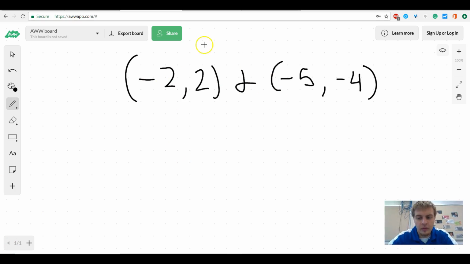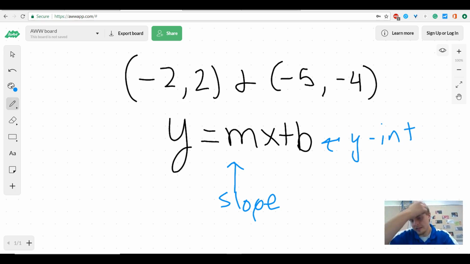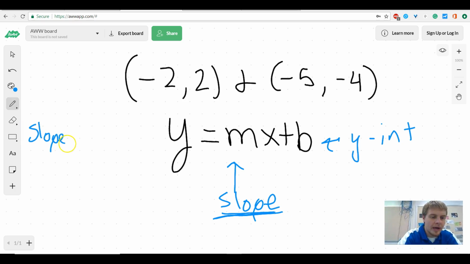When I have 2 points and I want to write a line, the first thing that I think about is what we learned yesterday, what a line equation looks like. And it looks like y equals mx plus b. It will look like that every single time. What we know from this equation is m is our slope and b is our y-intercept. So those are the two things that we have to find, our slope and our y-intercept. I know I can find slope by this formula, y1 minus y2 over x1 minus x2.